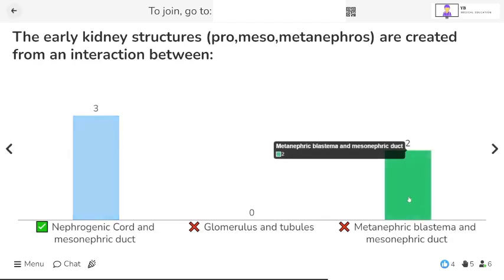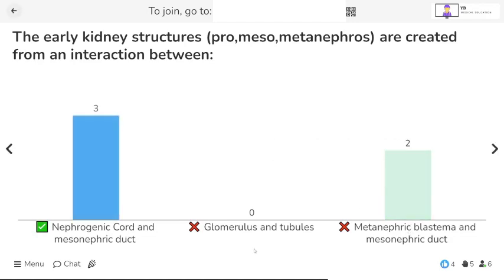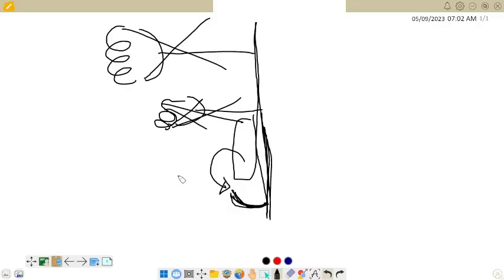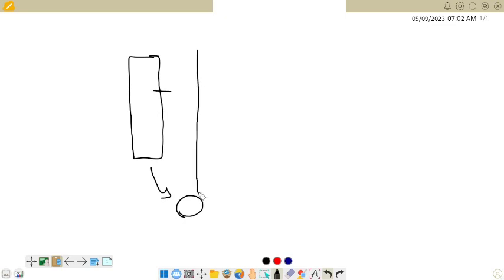Let me explain to you why this answer is incorrect. Okay, so let me get the whiteboard quickly. In this question, I'm talking about the earliest stage, okay? We have the nephrogenic cord right here. The first interaction between the nephrogenic cord, before it even gives rise to the metanephric blastema, is the interaction between the nephrogenic cord and the mesonephric duct itself. And then what happens next is that the nephrogenic cord becomes the metanephric blastema, and then the mesonephric duct gives rise to the ureteric bud. Can you see the difference now?